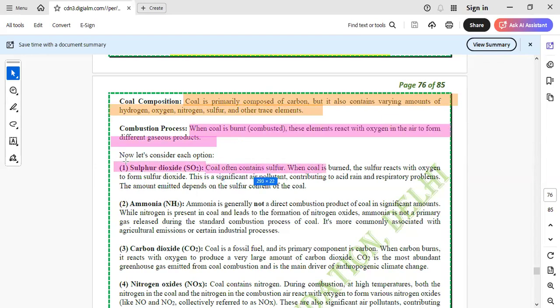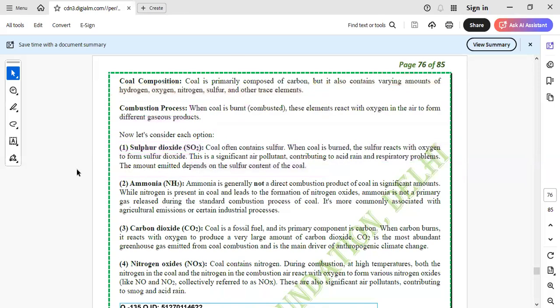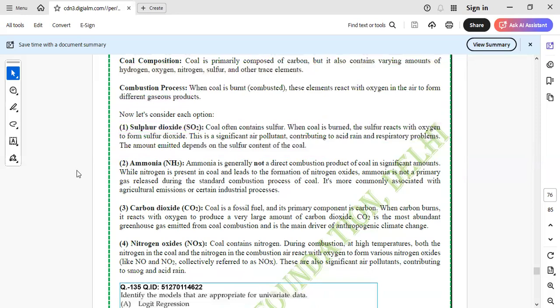So coal often contains sulfur. When coal is burned, the sulfur reacts with oxygen to form sulfur dioxide, a significant air pollutant that contributes to acid rain and respiratory problems. The amount emitted depends on the sulfur content of the coal, which depends upon the quality. Ammonia. So ammonia is generally not emitted.